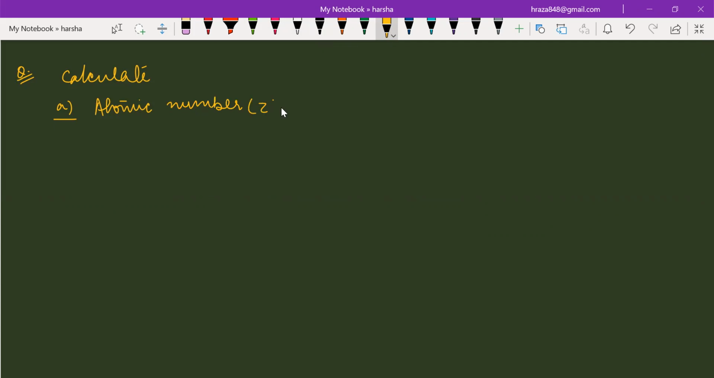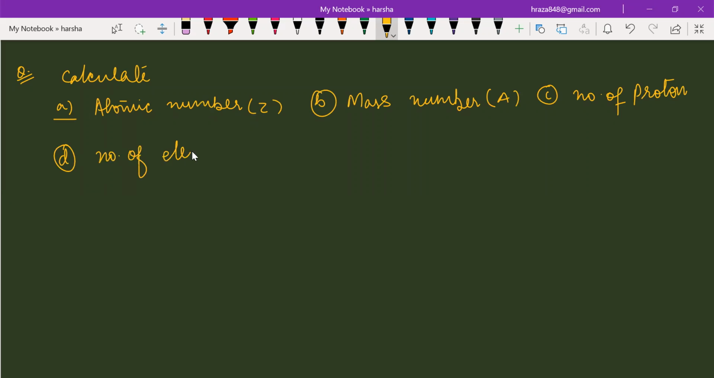I'm going to give you some questions regarding this to explain. It will be very easy. Calculate: A, atomic number, that is Z. B, mass number, that is A. C, number of protons. D, number of electrons. If you don't know how to calculate, please let me know. And E, number of neutrons, in Al plus 3, where 13 is written here and 27 is written here.